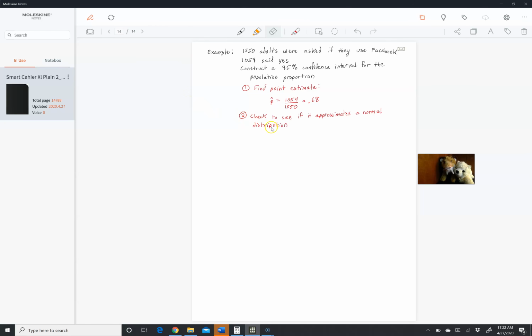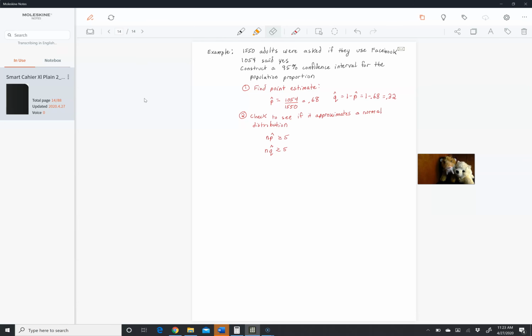So what are you checking for? You're checking to see that N P hat is greater than or equal to 5, and that N Q hat is greater than or equal to 5. So we want to find Q hat. Remember that Q hat is 1 minus P hat, or 1 minus 0.68, which is 0.32. We're going to be using it in our formulas, and we need it to see if it approximates a normal distribution.